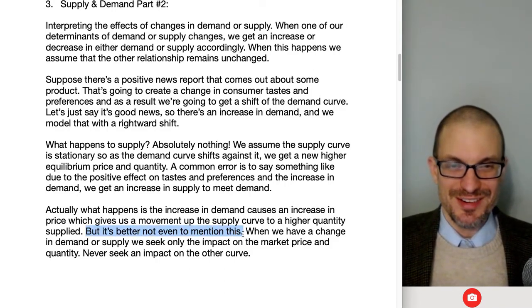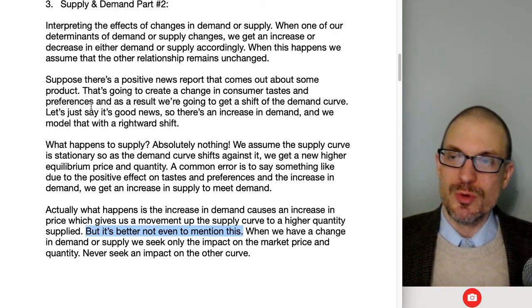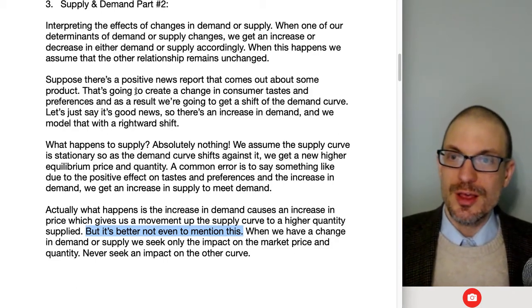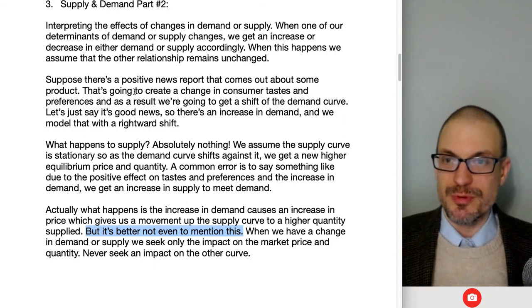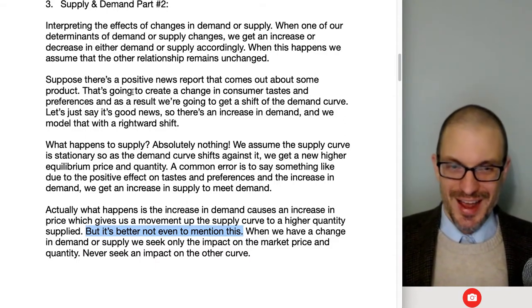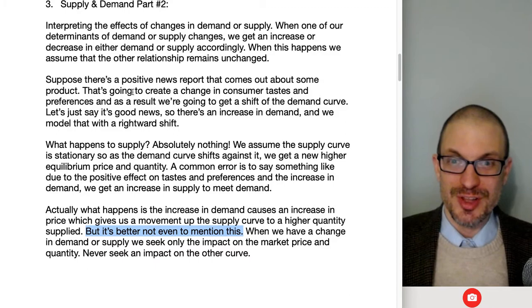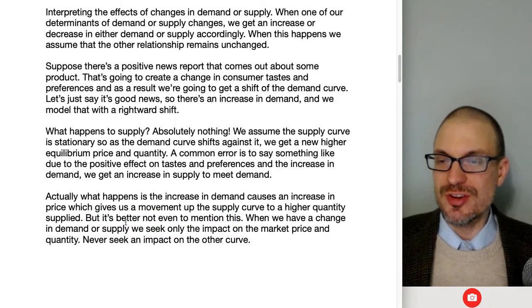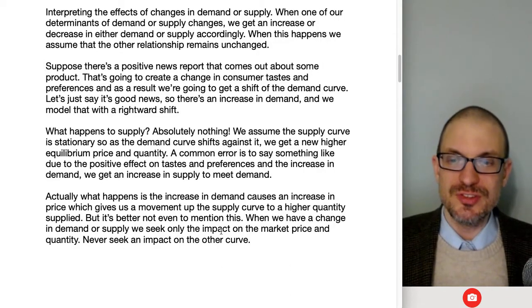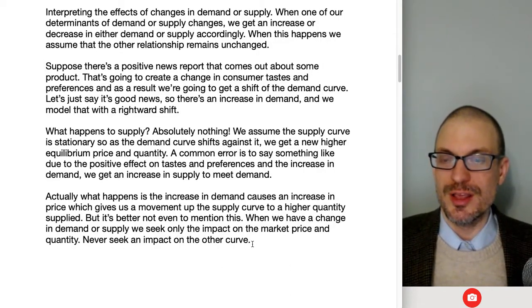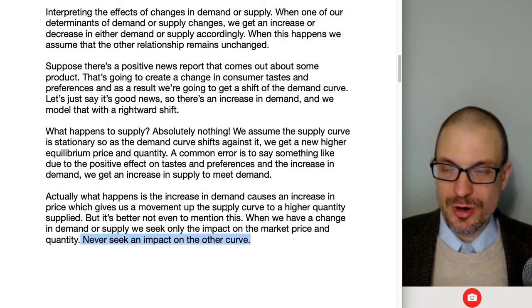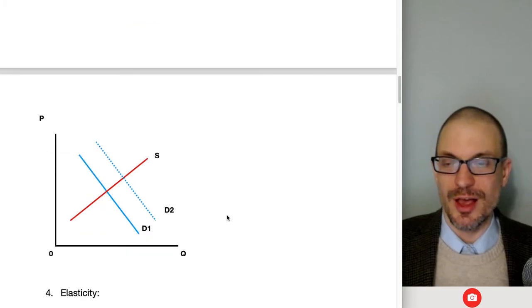Now, my comment here is that, truthfully, it's better not to even mention this, right? Instead, what we want to do is just think of one cause, one effect. So we've got this positive news report that's going to positively change consumer tastes and preferences. We'll shift demand rightward, get a higher price and higher quantity in the new equilibrium. End of story. That's the place to stop, right? When we have a change in demand or supply, just simply seek out the impact on the market price and quantity. Never try to seek out an impact on the other curve. To do something with the other curve, be it demand or supply, we need something else that's changing.